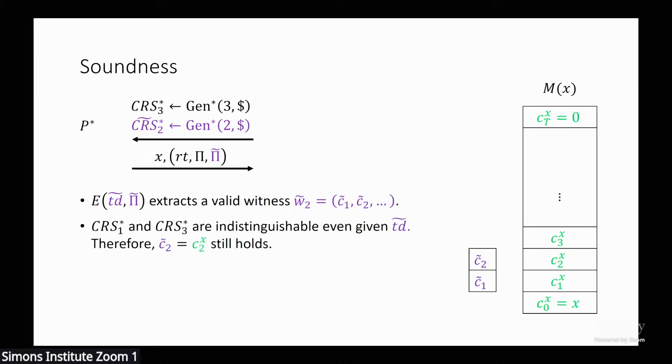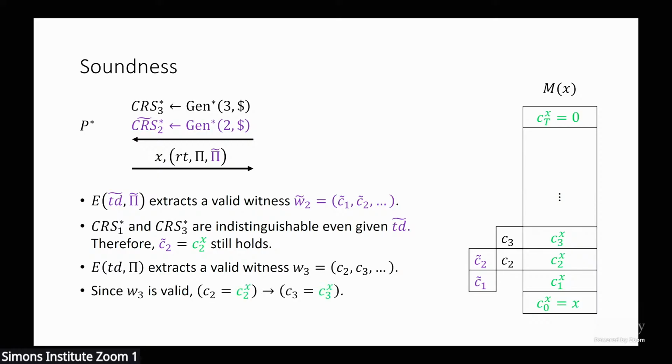Now we can extract from the first proof, and we get another pair of configurations. And just like before, we know that this is a valid witness. So if C2 is correct, then C3 is correct. And because of collision resistance, we have equality here between these two configurations at time 2. So this means that C3 has to be correct as well. Okay, so I hope you follow this.